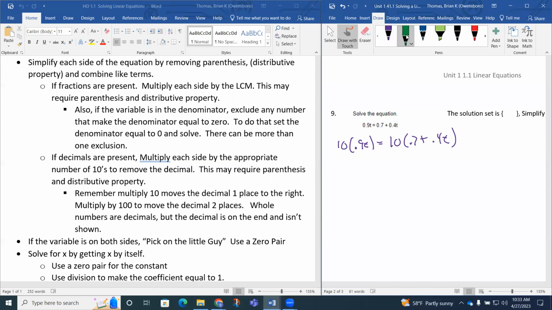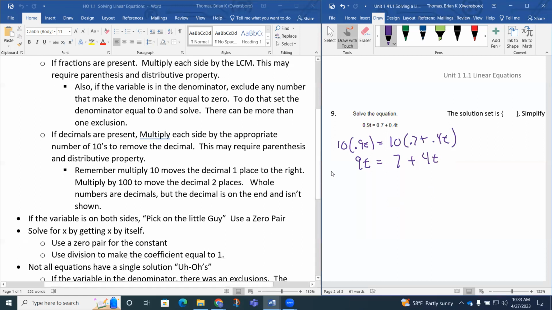Again, the distributive property really isn't necessary on the left side because it's just 10 times 0.9t. But remember, when you multiply 10 times 0.9, the decimal is going to move one place to the right. That turns into 9t. On this other side, 10 times 0.7, it's going to make the decimal move one place to the right. That's going to be a 7. And then 10 times 0.4t, again, the decimal is going to move one place to the right and turn it into 4t. So multiplying each side by tens allows me to remove decimals. That's the cool thing about the property of equality, you don't actually have to deal with decimals if you don't want to because of that.